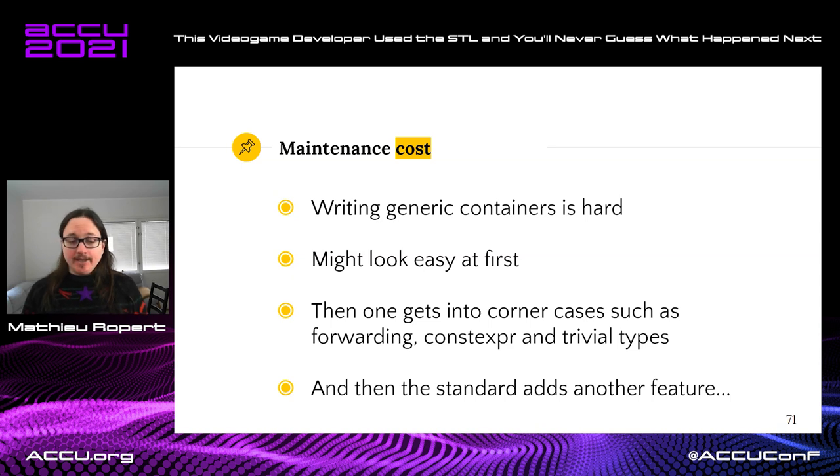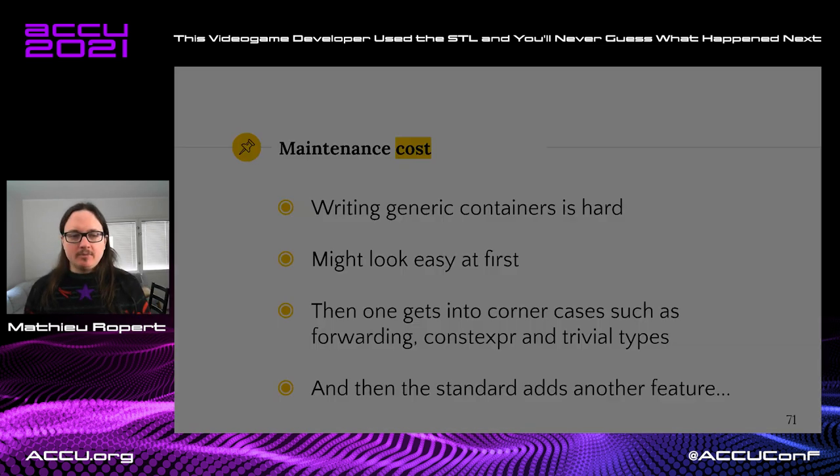And then the standard comes and adds another feature to the language that you probably should support. And I have worked a lot of time with code bases where you have a drop-in replacement for vector, map, or whatever you name it. And then you try to use it, and it either does not support constexpr or something will be missing somewhere, basically, is what I'm getting at.